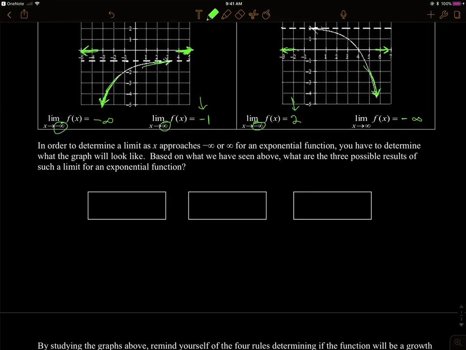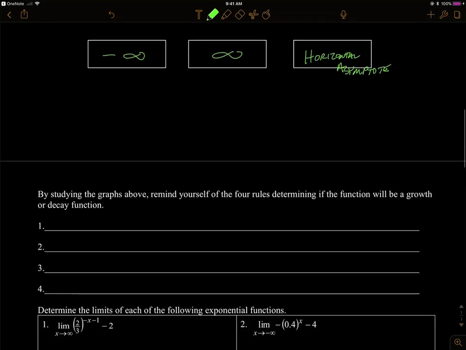So in order to determine a limit as x approaches negative infinity or infinity, that's the key for an exponential function. You have to determine what the graph will look like. That's how we're going to think about it. So when we see it without the graph, we have to picture the graph, okay? The three possible results for this would be negative infinity, infinity on the unbounded side of your exponential, or the answer is going to be whatever the horizontal asymptote is, if it's on the side where it's bounded.